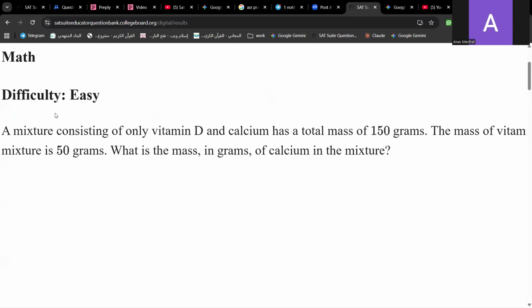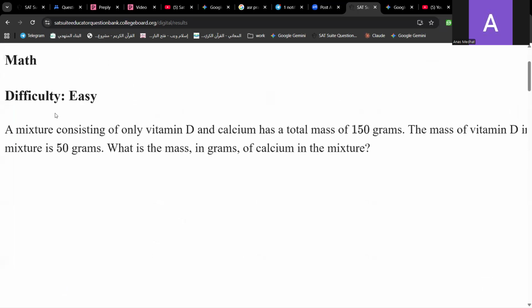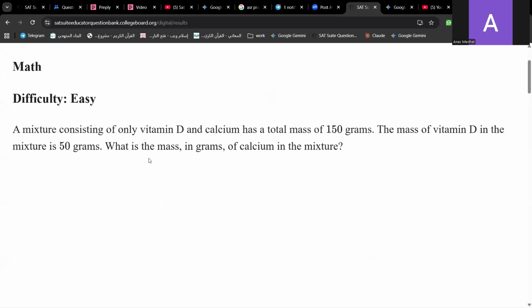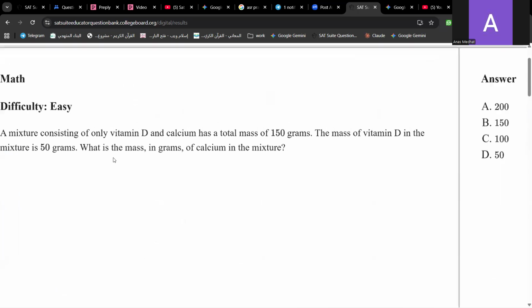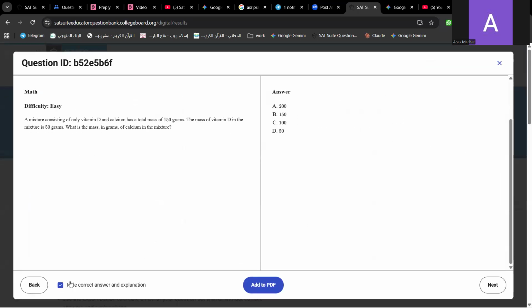A mixture consisting of only vitamin D and calcium has a total mass of 150 grams. The mass of vitamin D in the mixture is 50 grams. What's the mass in grams of calcium in the mixture? It should be 100, because easy question. I don't think it needs explanation.